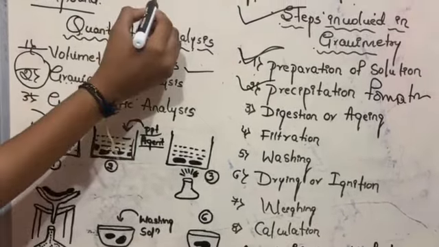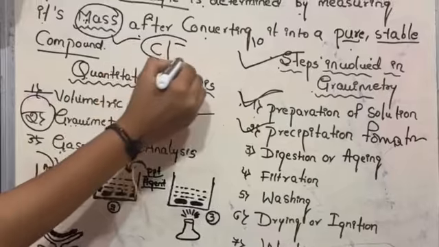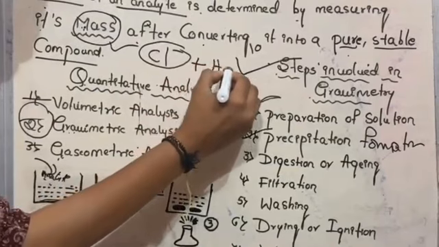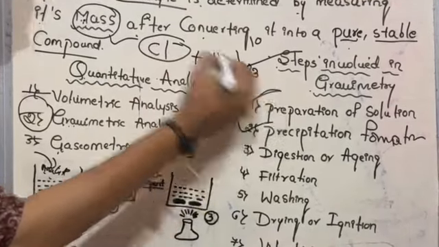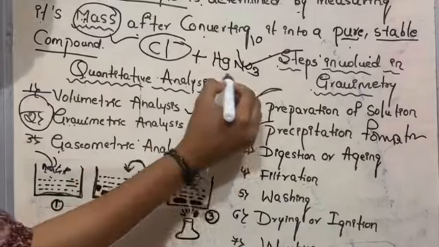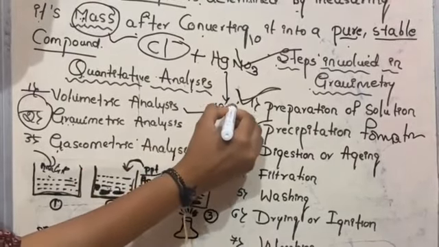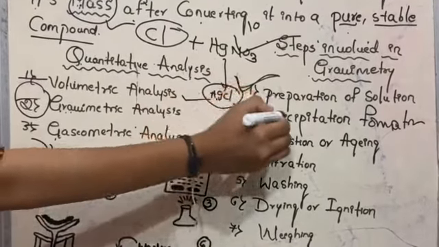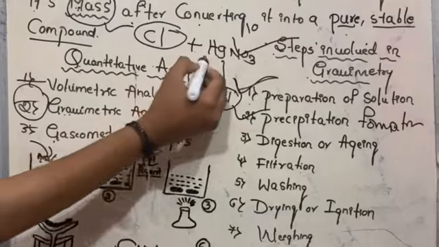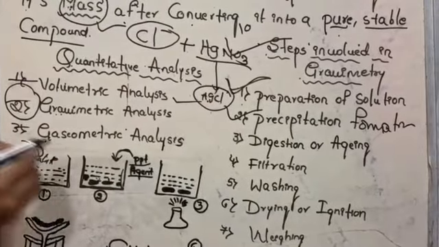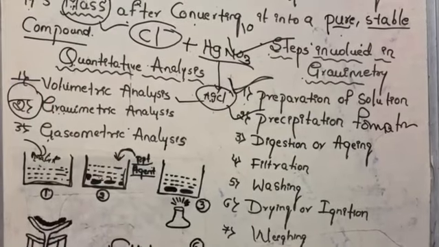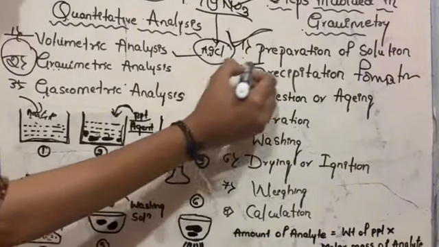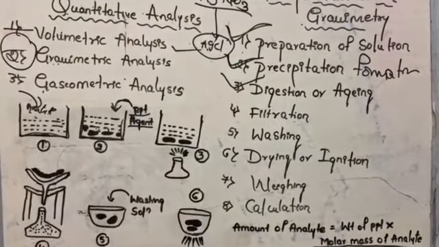For example, suppose we are determining the amount of the analyte chloride. For this, I choose AgNO3 as the precipitating agent, and we directly get AgCl as our precipitate. The AgNO3 I am adding is the precipitating agent which helps in the formation of the precipitate. So the second step has been completed, and the third step will be digestion or aging.